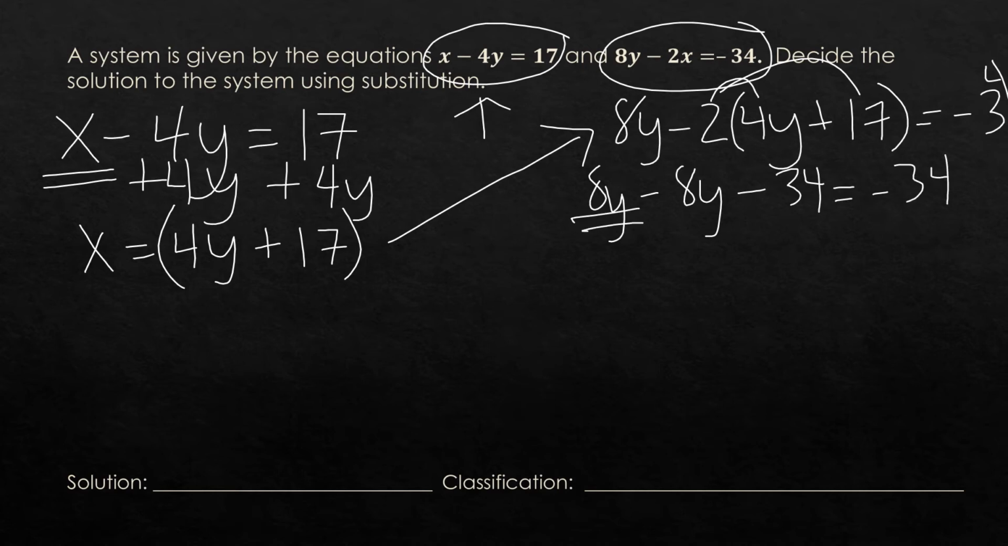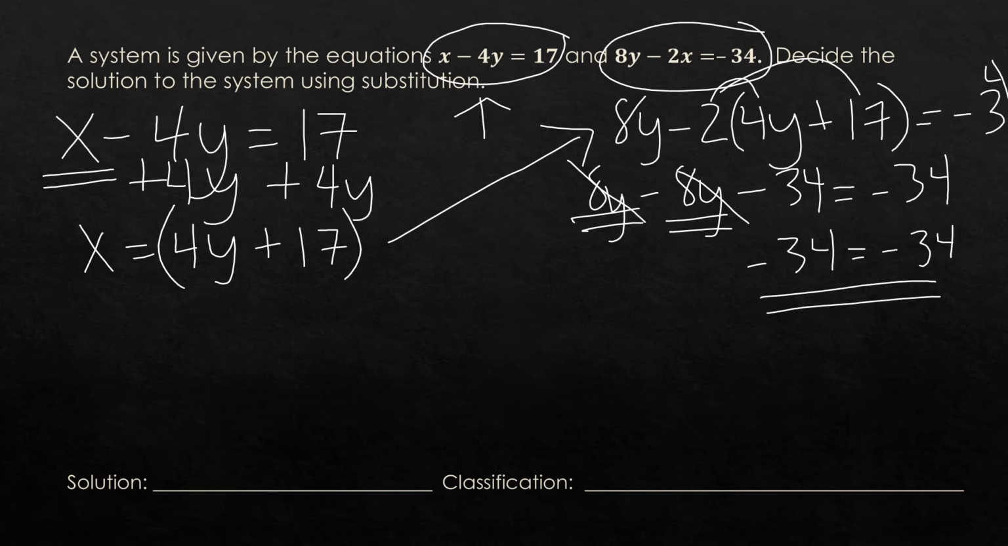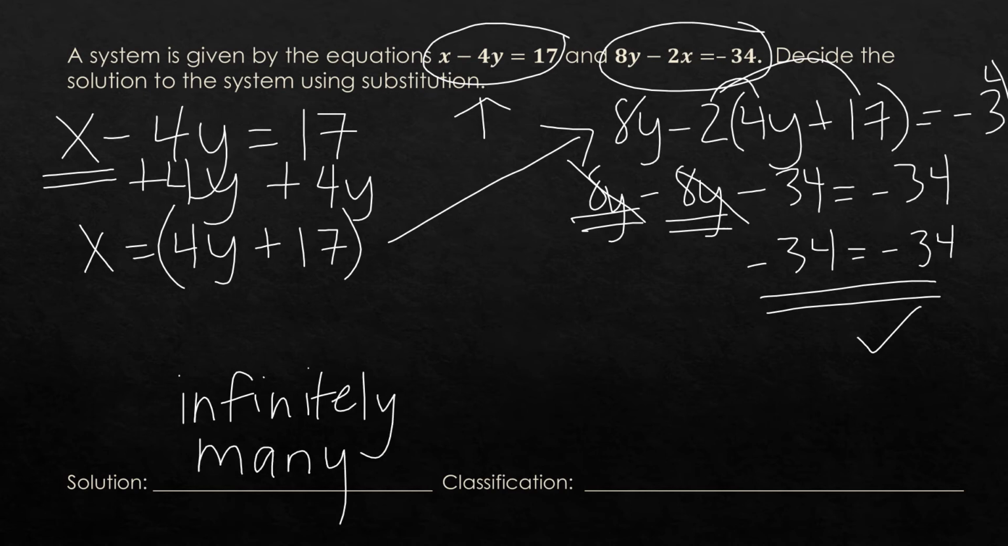And now combine like terms. Well, when I combine 8y minus 8y, those are actually going to cancel. I'm not left with y, I'm left with 0y, which is just 0. So I end up with negative 34 equals negative 34. In the event that this happens, this is a true statement, so that means that these were actually the same line, and I have infinitely many solutions.